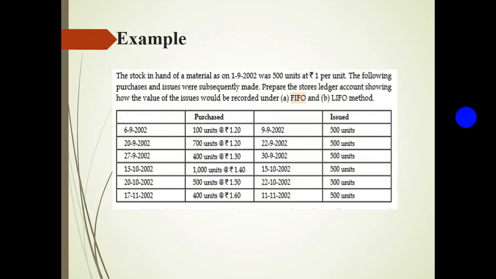We have this example, just overviewing it. If you see the purchases given, which price is highest here? 1.60, right? So when you come to the date of 11 and you are issuing 500 units, even if we are left with the 1.20, since we are using the HIFO method, we have to sell at this 1.60.